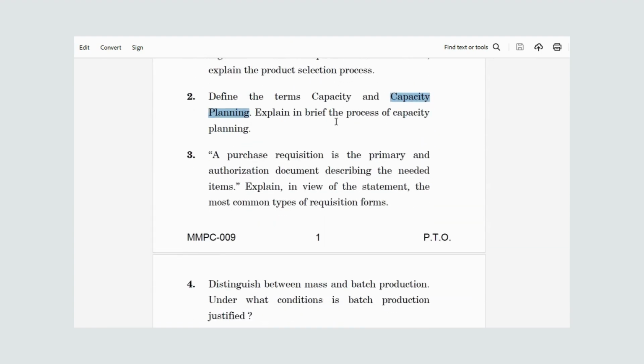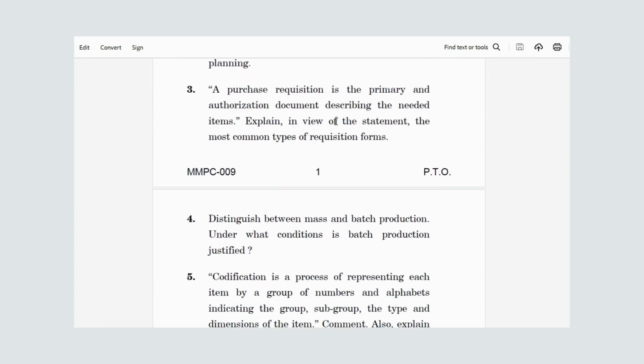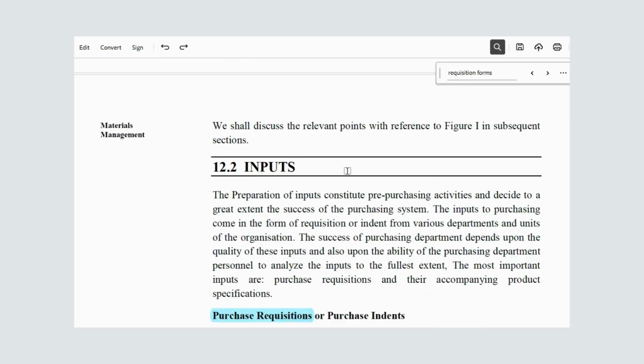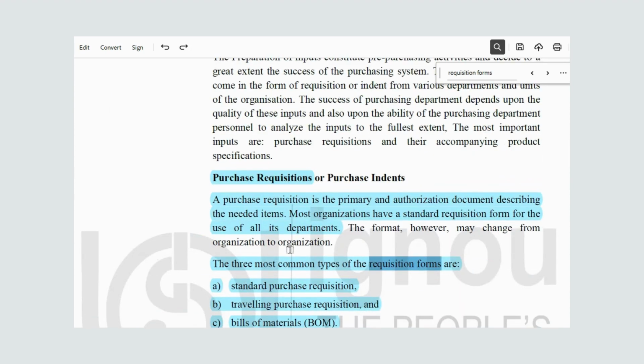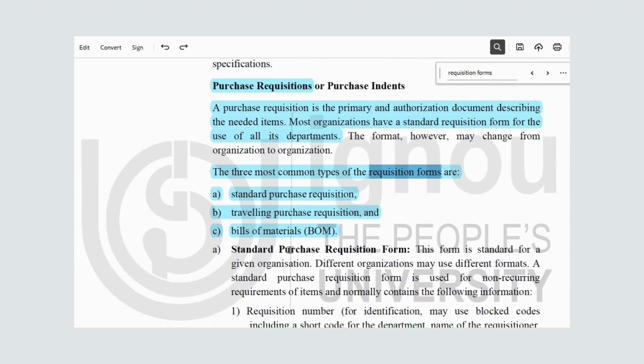Okay, the next question is, a purchase requisition is the primary and authorization document describing the needed items. Explain, in view of the statement, the most common types of requisition forms. In Unit 9, Materials Management, we can see the topic Purchase Requisition. Okay, so what is a purchase requisition?